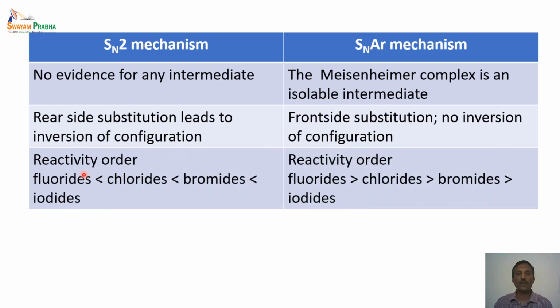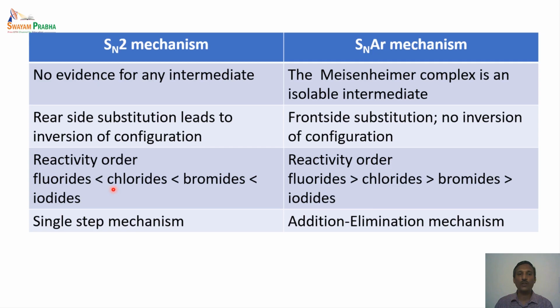And the major difference is in the reactivity order. Fluorides react very slowly in the case of the SN2 mechanism, and iodides react very fast, whereas in the case of the SNAr mechanism it is exactly the reverse. The fluorides react much faster compared to iodides, and SN2 is basically a single step mechanism, whereas SNAr is basically an addition elimination mechanism.